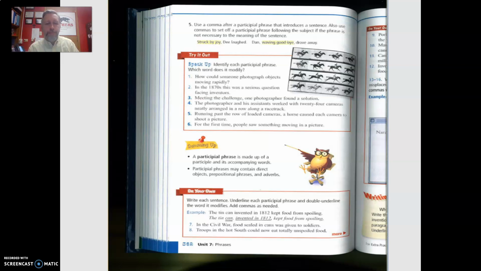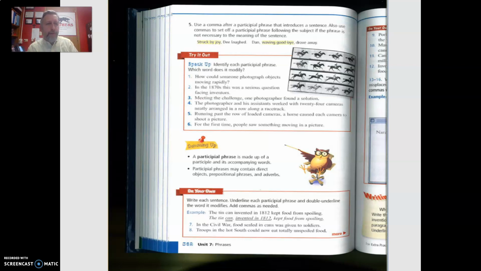Look at number 1. The directions say identify each participial phrase. Which word does it modify? Number 1, how could someone photograph objects moving rapidly? Okay, so we scan. Do we see an -ed or -ing word anywhere? Aha, there it is, moving. All right, so then we take a look at the words after it.